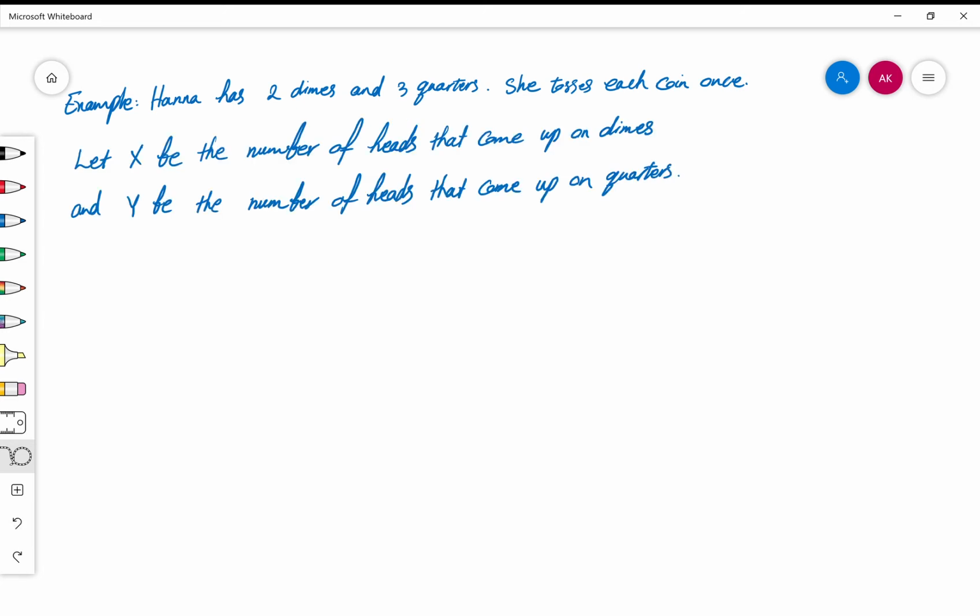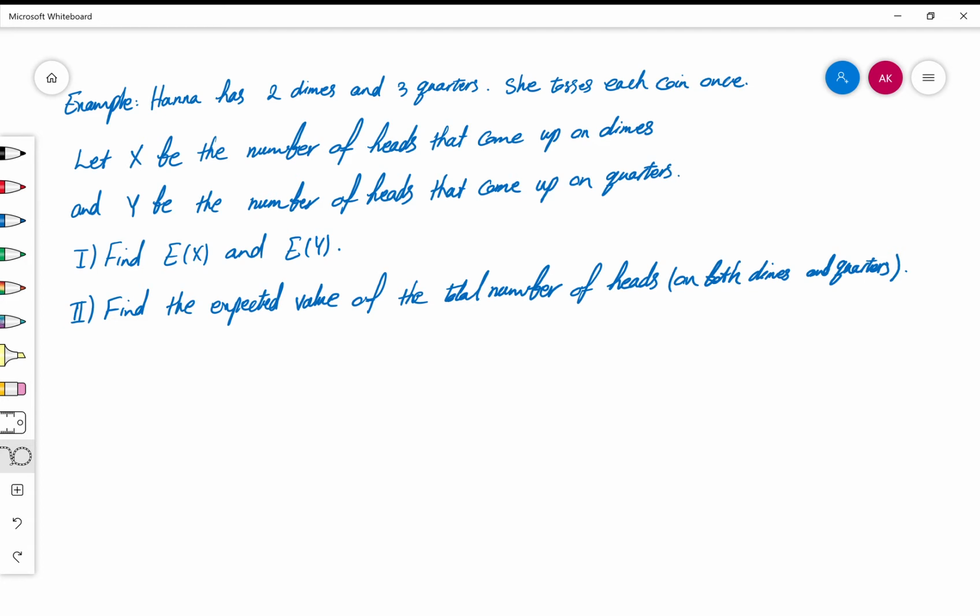Well, there are 2 random variables. X is the number of heads that come up on dimes, and y is the number of heads that come up on quarters. So these are 2 different random variables, x and y. X counts the number of heads on dimes, and y counts the number of heads for quarters. We are supposed to find E of x, the expected value of x and y, and find the expected value of the total number of heads on both dimes and quarters.